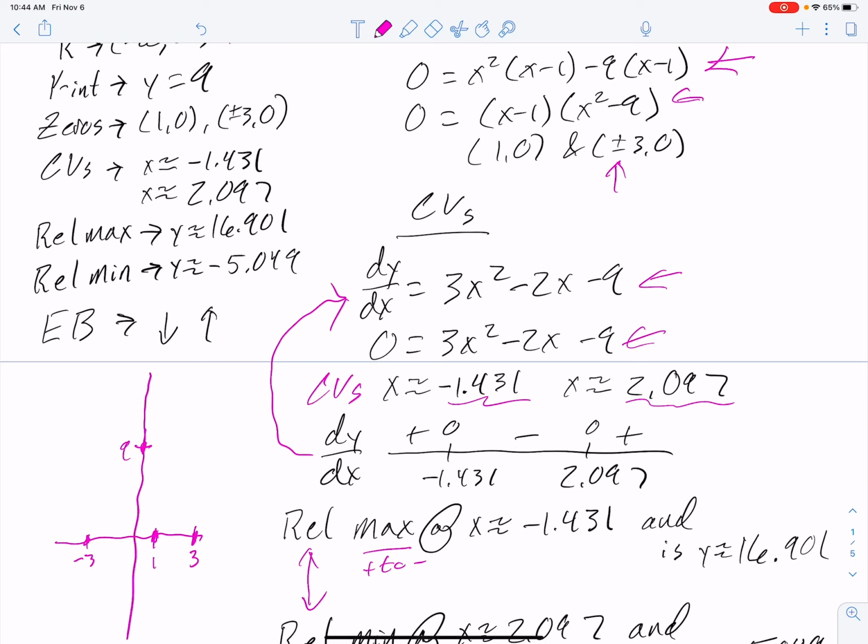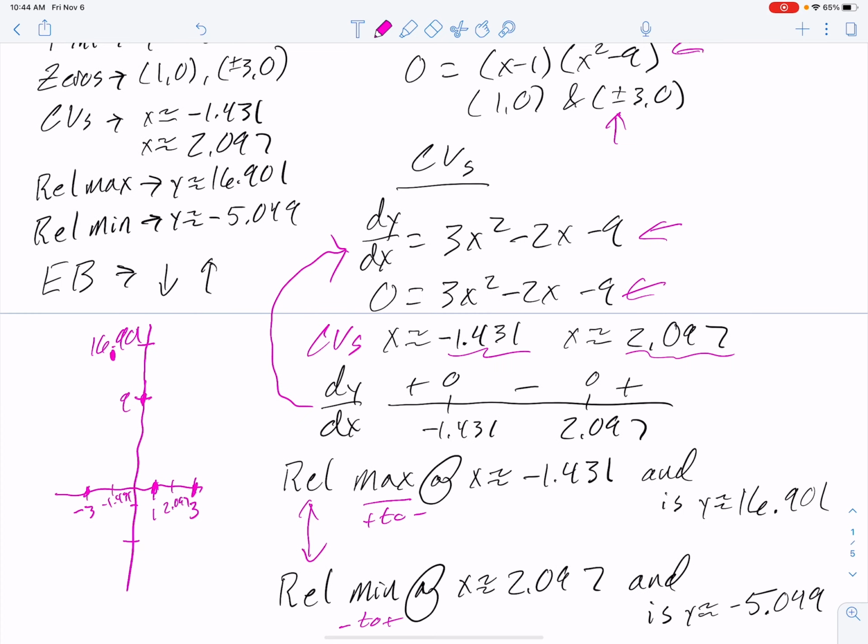My relative maximum was at -1.431, and it was 16.901. So I've got a point up here to hit, and then I know my relative minimum was at 2.097. My relative minimum was -5.049. So this kind of gives me points to hit as I sketch my function.